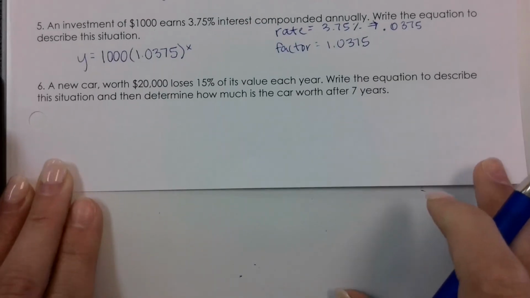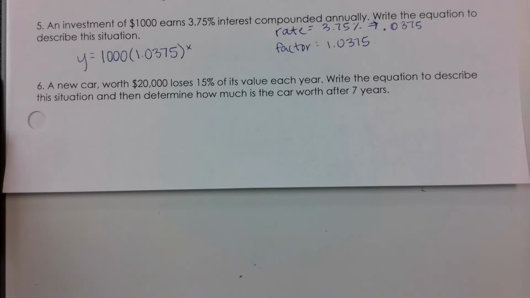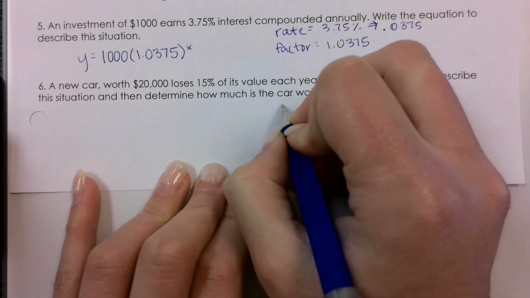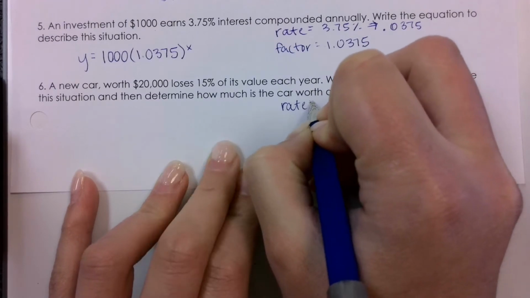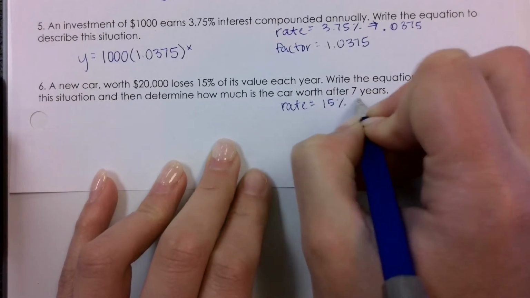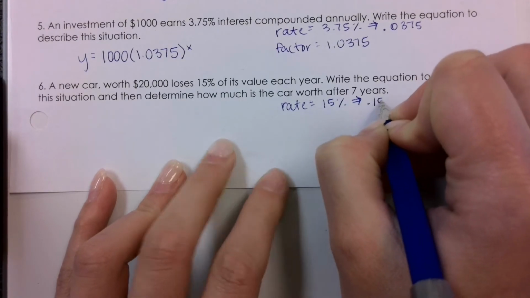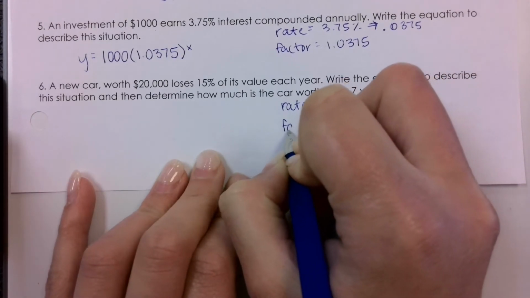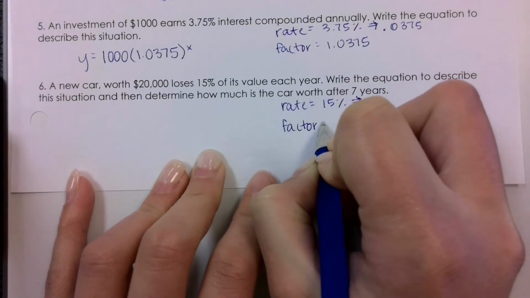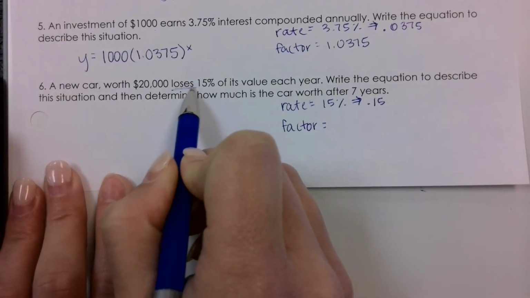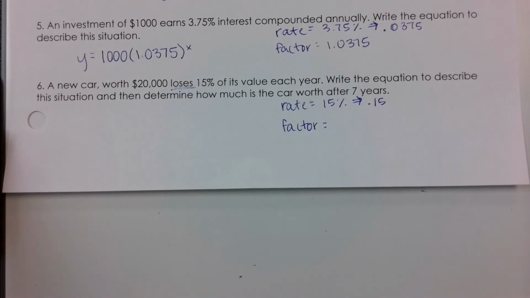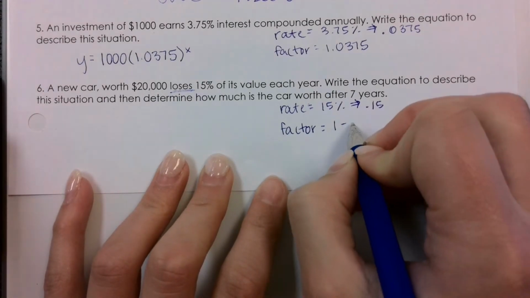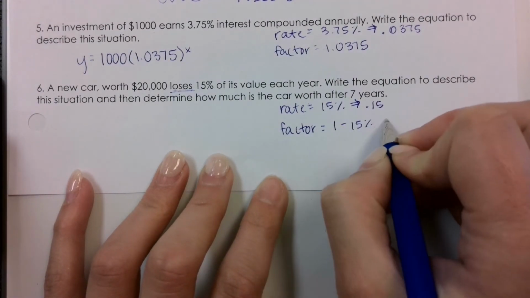Alrighty, so last one. A new car worth $20,000 loses 15% of its value each year. Write the equation to describe the situation, then determine how much it will be worth after 7 years. So, what is our rate this time? 15%. So, as a decimal, what is that? 0.15. So, is this going to be growth or decay? How do we know that it's decay? It's losing value, right? So, how are we going to find that decay factor? 1 minus 15%. And what is that?